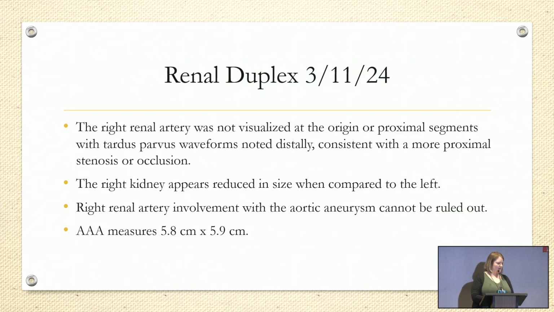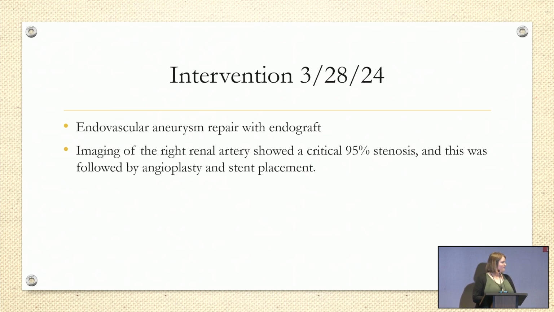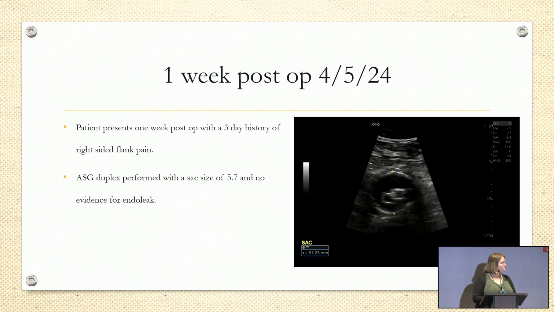So the interpretation for that was the right renal artery was not visualized at the origin or the proximal segments, with tardus parvus waveforms noted distally, consistent with a more proximal stenosis or occlusion. The right kidney appears reduced in size when compared to the left. The right renal artery involvement with the aortic aneurysm could not be ruled out. The AAA measures 5.8 by 5.9. So we did intervention with an endograft. Imaging of the right renal artery showed a critical 95% stenosis, and this was followed by angioplasty and stent placement.